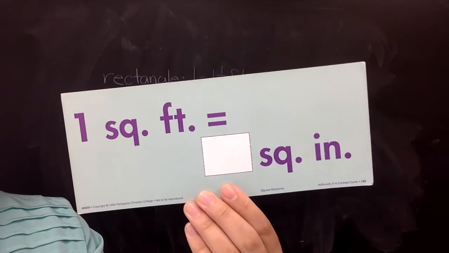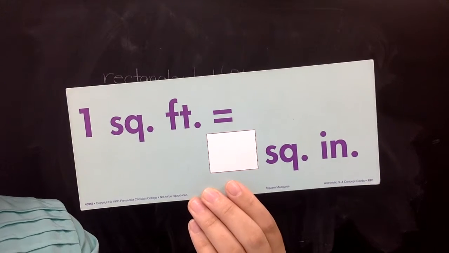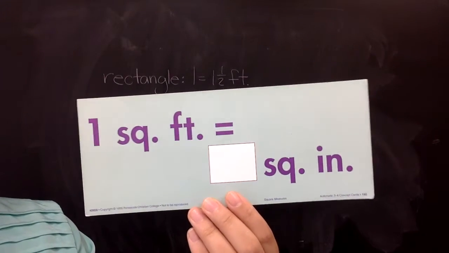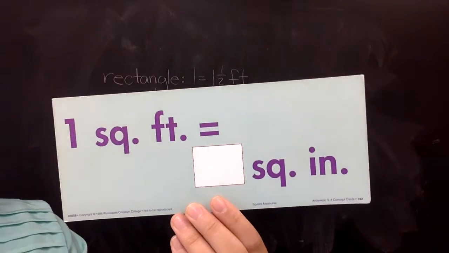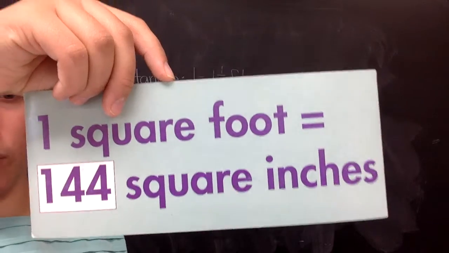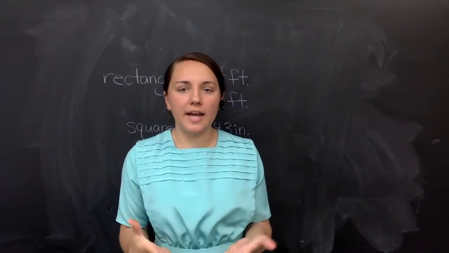Now, 1 square foot equals how many square inches? So first of all, 1 foot equals 12 inches. So you're going to take 12 and multiply it by itself. So 1 square foot equals 144 square inches.